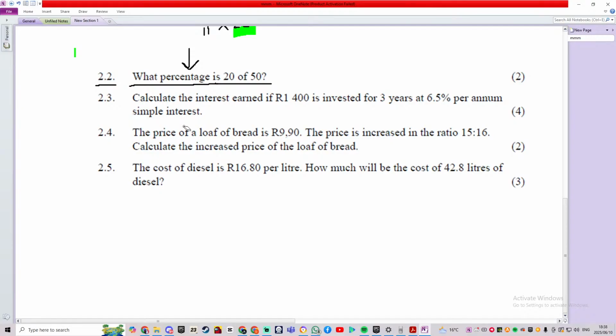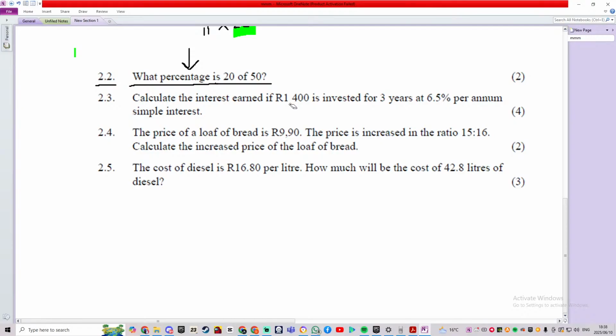Now, do we know our simple interest formula? SI equals to. This question says calculate the interest earned if 1,400 is invested for 3 years at 6.5% per annum simple interest.